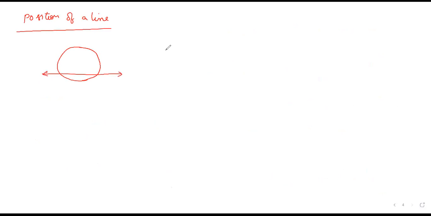Next, position of a line with respect to a circle. Same here, we get three conditions. One is the given line may intersect the circle at two distinct points, and the line may touch at a single point. Or the line may be neither intersecting nor touching the circle.